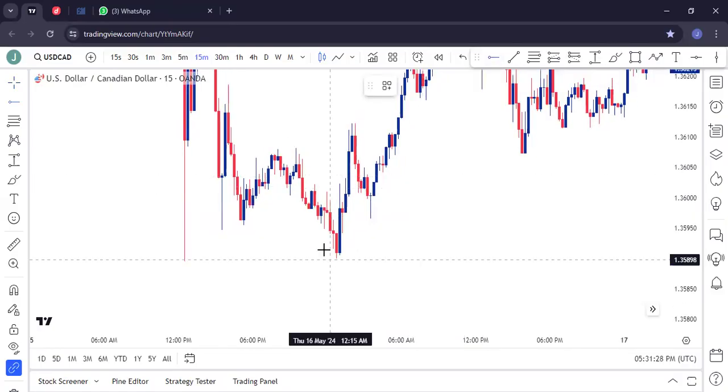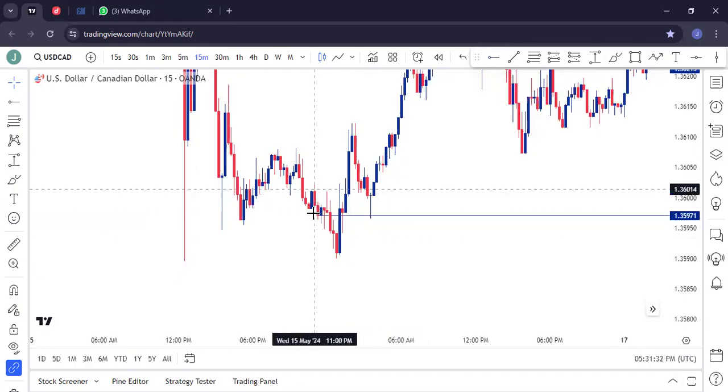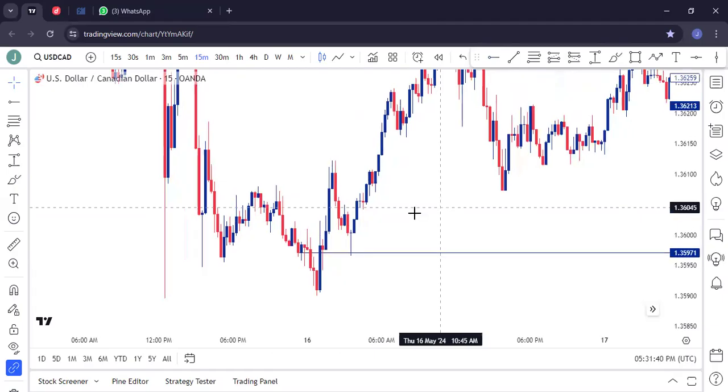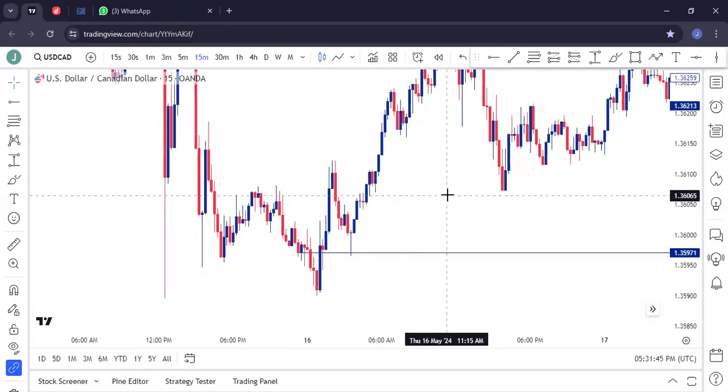So we have another entry here. As you can see, this was the liquidity engineering. The market created this trend here, then change of character. Then the market went long. Good engineering.